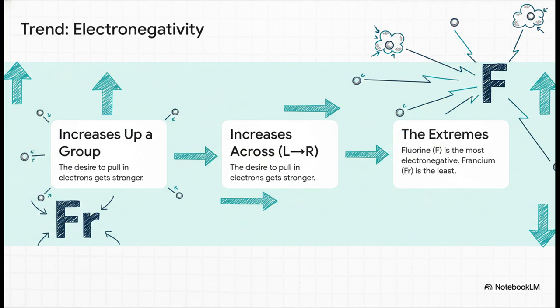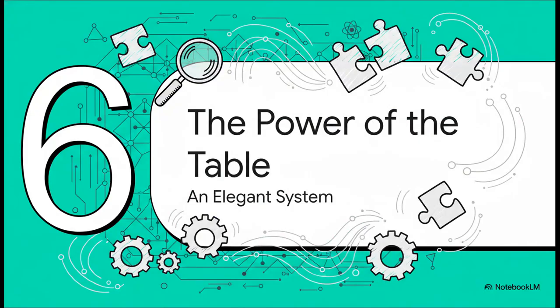It is the ultimate electron thief. And francium, way down in the bottom left, is the least electronegative. It's way more likely to just give an electron away than to take one. So let's just step back for a second. We've decoded the layout, we understand the internal forces, and we've got the major trends down. We've cracked the code of our chemical map.